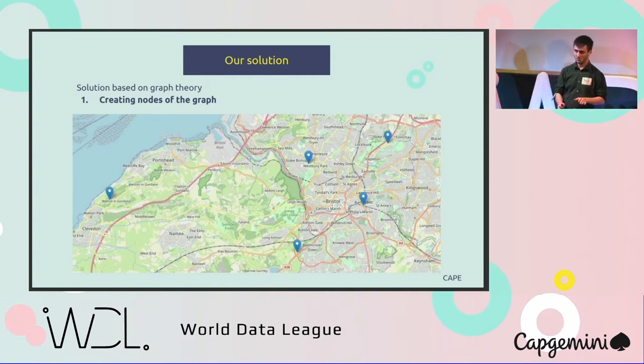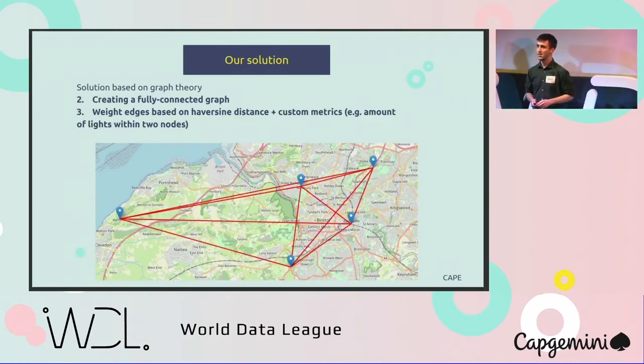So the first step, again, we try to do it as simple as possible and as reusable and scalable as possible. We just create our 5 dots. Each dot represents the bats. Then we create what is called a fully connected graph, which is simply connecting the nodes with each other. And the next step is actually the key part, which is the way we weight these edges.